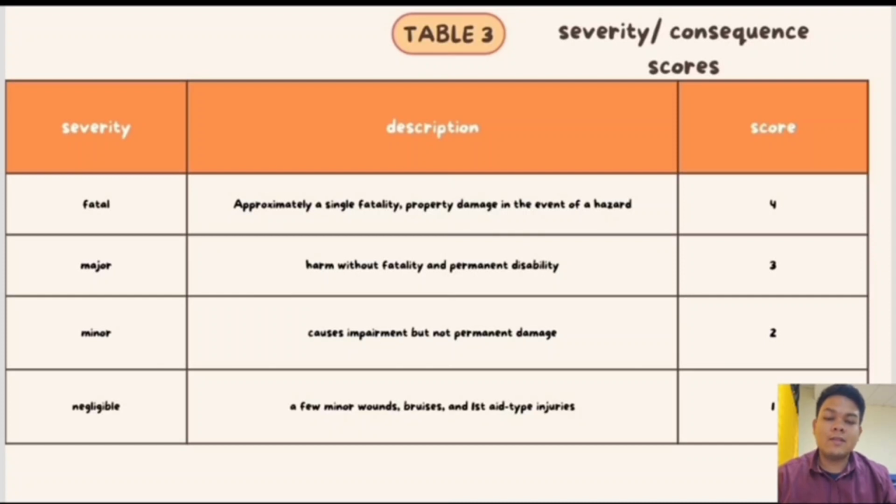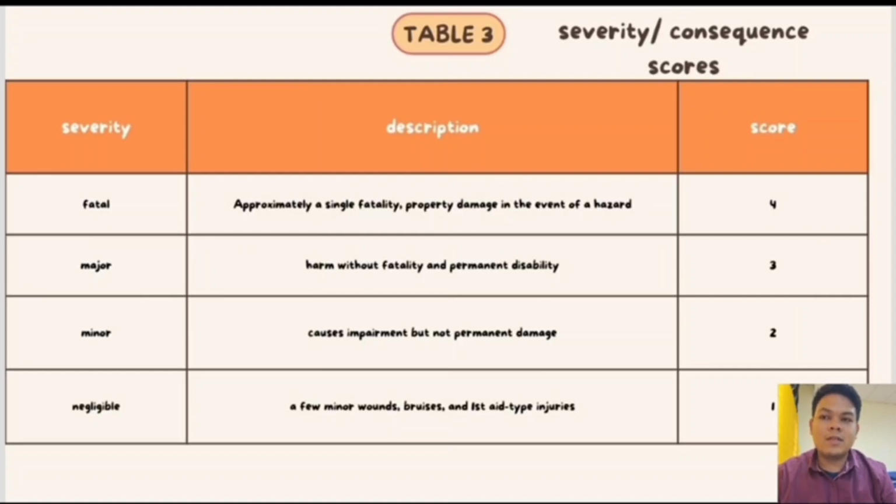Severity in safety means the amount of damage or harm a hazard could create. As we can see in table 3, severity is given in 4 different stages, starting with negligible, which means only a few minor wounds, bruises, and first aid type injuries, and is given a score of 1.